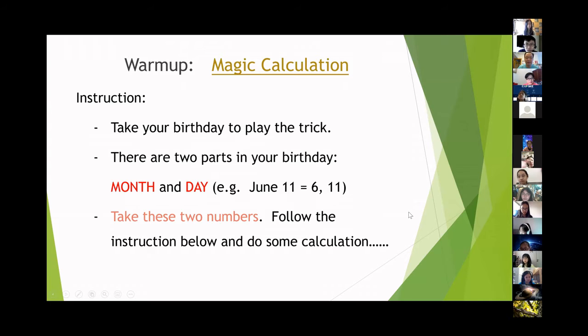Take these two numbers and follow the instruction below and do some calculations. Now take a look at that. Interesting. Okay. Are you ready? Not yet. Let me take a piece of paper. Yeah, take out a piece of paper first. Wait for me. Wait for them, please. Okay. Now, if you have a paper. You don't need to tell us your birthday. Okay. Just keep in mind and do the following calculations.